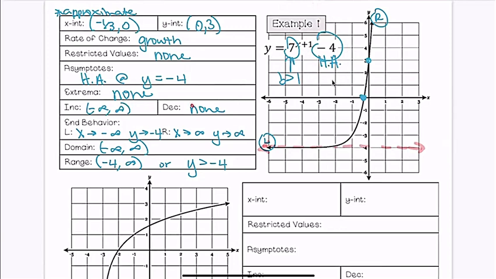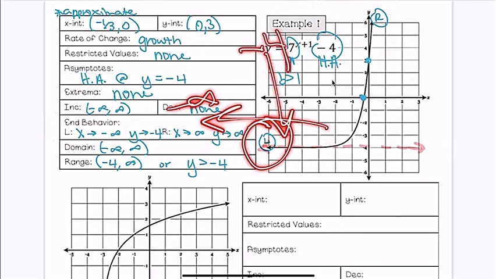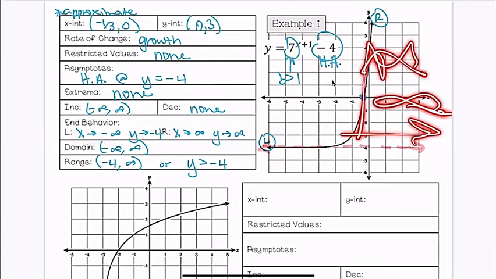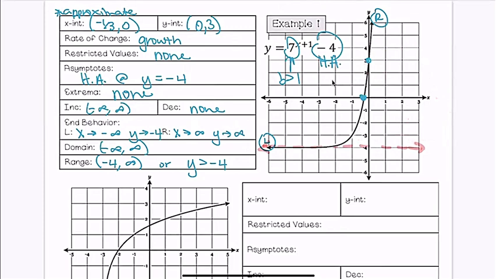Our increasing and decreasing, we are increasing the whole time. It's going up. So I put negative to positive infinity. Remember, it's going to match the domain for these. And then obviously decreasing, I should put none. And behavior on the left end, as we're going towards negative infinity, the y value is flattening out here at -4. And then on the right side, as x goes towards positive infinity, y is going up towards positive infinity as well. And just a reminder, that is going to match your domain and range like this.